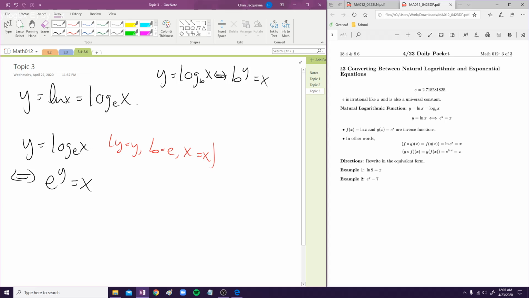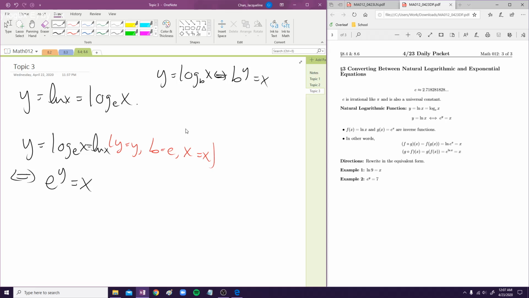So what do we know about the log base e of x? This is also natural log of x. So that's how we get y equals natural log of x, which is equivalent to e to the y equals x.